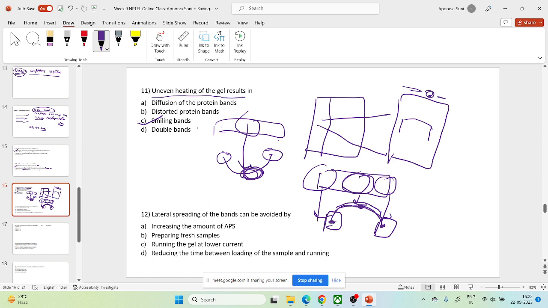Next question is, lateral spreading of the bands can be avoided by increasing the amount of APS, preparing fresh samples, running the gel at lower current, or reducing the time between loading of the sample and running. Think, think what can be the answer.